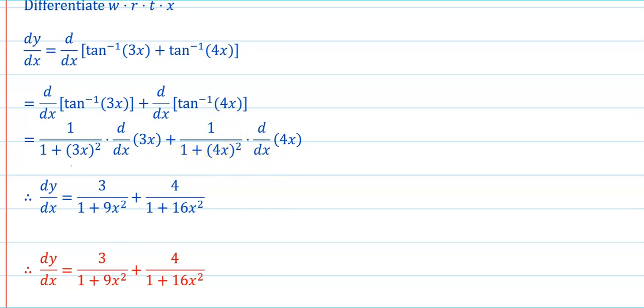Okay. The derivative of 3x is 3. 1 upon 1 plus 3x bracket square into d/dx of 3x, which is 3. 3x bracket square means what? 9x square. 1 upon 1 plus 4x bracket square means what? 1 upon 1 plus 16x square, and derivative of 4x is 4. 4 into 1, you will get here 4. Okay. And this is the answer.